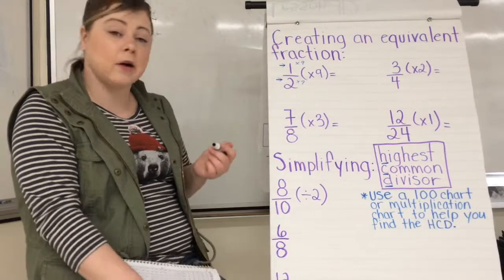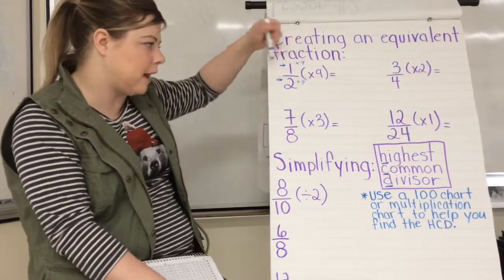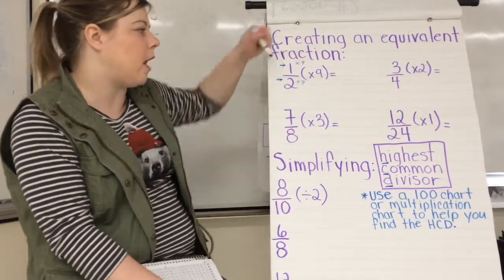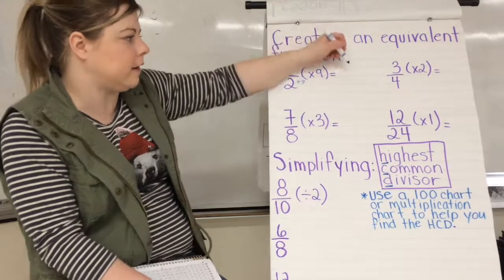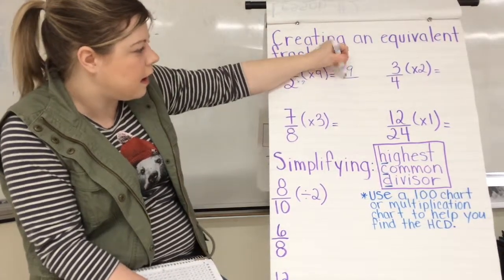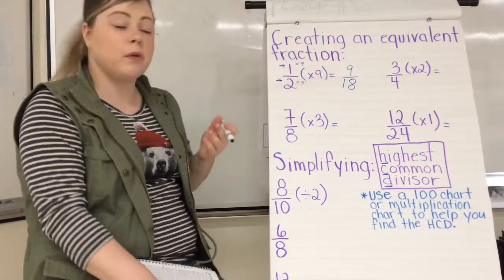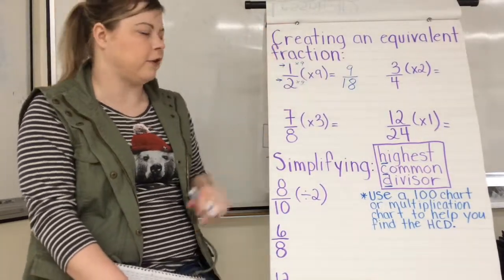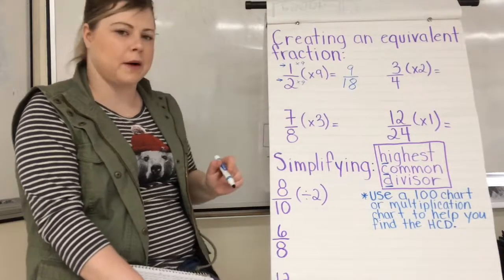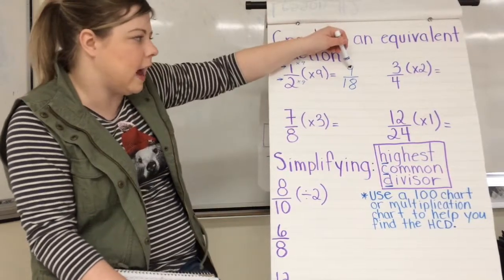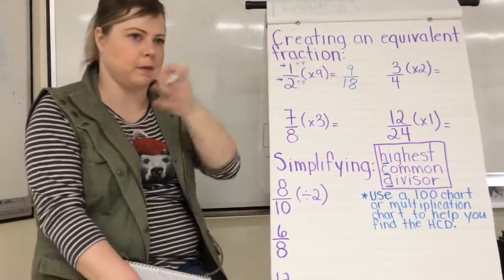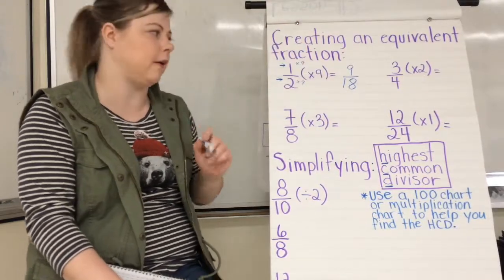So I'm going to create an equivalent fraction right now by multiplying the top and the bottom by 9. So I know that one group of 9 is 9, and I know that two groups of 9 is 18. So there I have an equivalent fraction that I've created. It still represents 1/2 because I know that 9 is half of 18. So I'm getting an equivalent fraction of half right away.